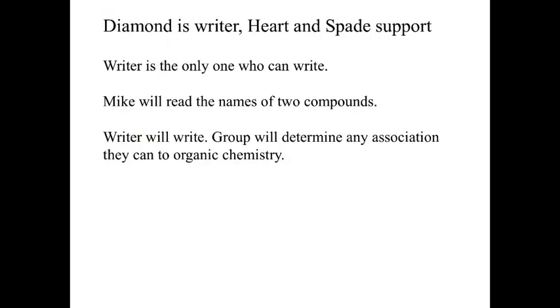Which is then going to set us up with the next sequence. We're going to do that little activity again. So you can get up and find your group. I think we're ace through 5. There is a joker floating out there. The joker can do whatever they want. Diamond's going to be the writer. Heart and spade are going to support. The writer is the only one that can write. The 2 of clubs is also a writer.